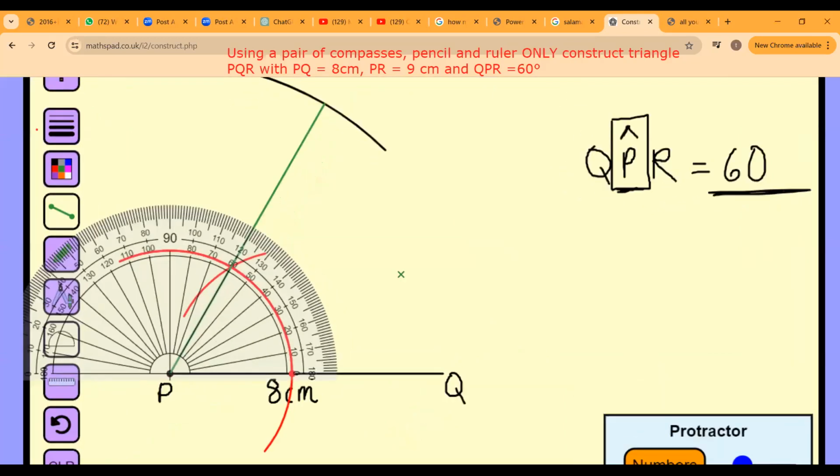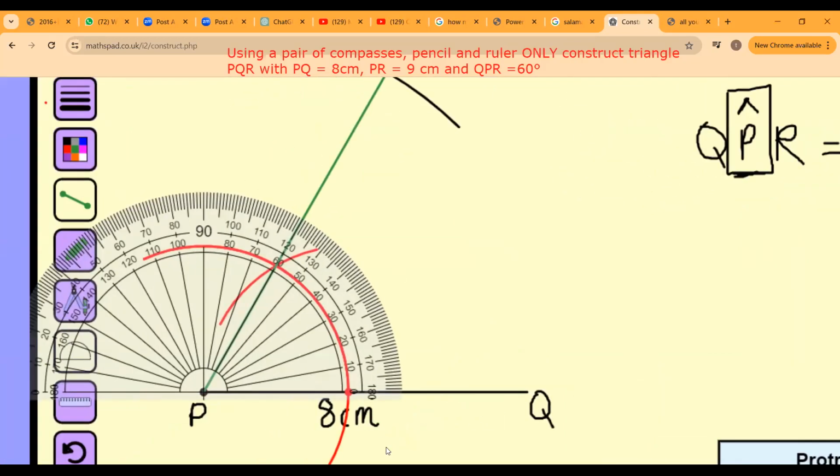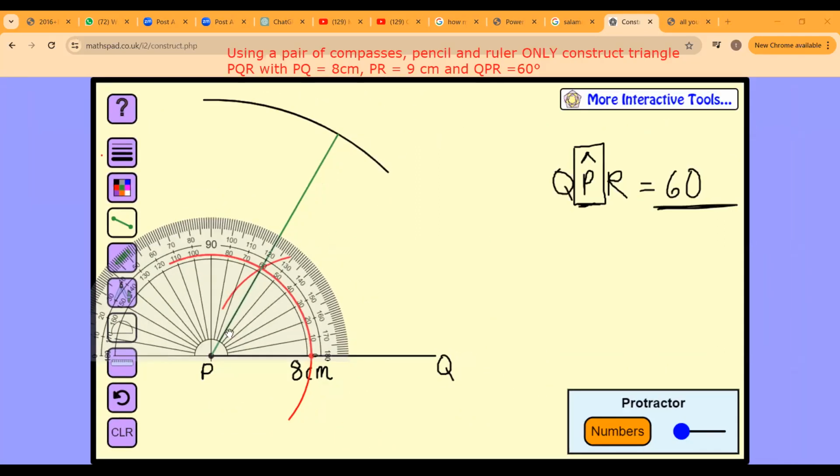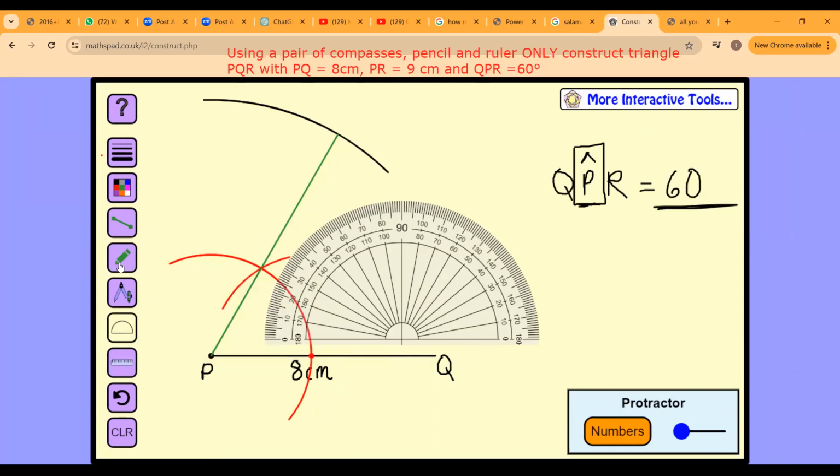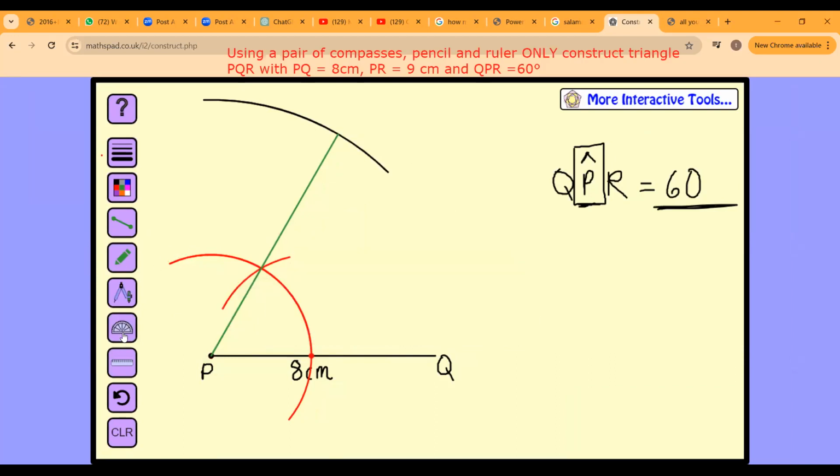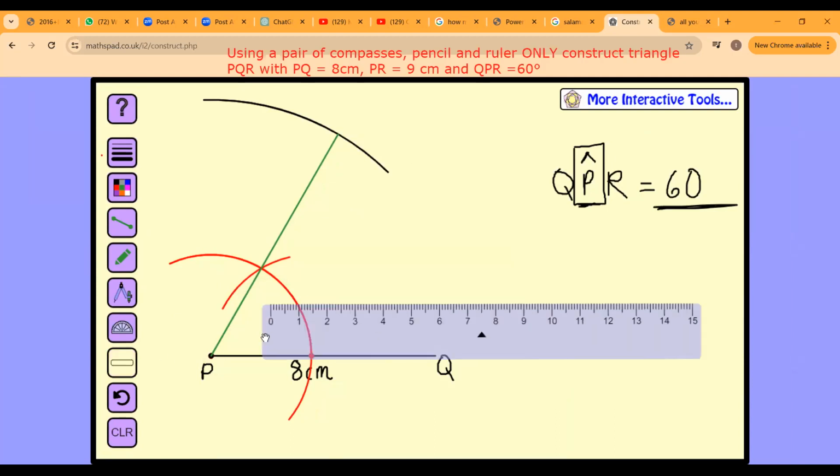Next, what's the next thing we're going to do? We also have to make sure that this line, the green line, how long should the green line be? Olivia, how long should the green line be? 9 centimeters. It should be 9 centimeters.